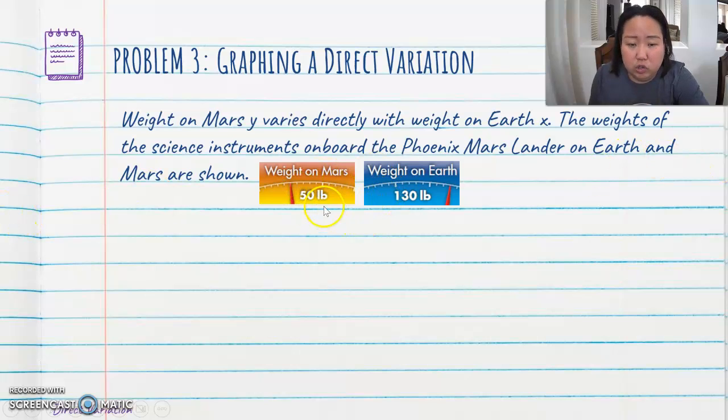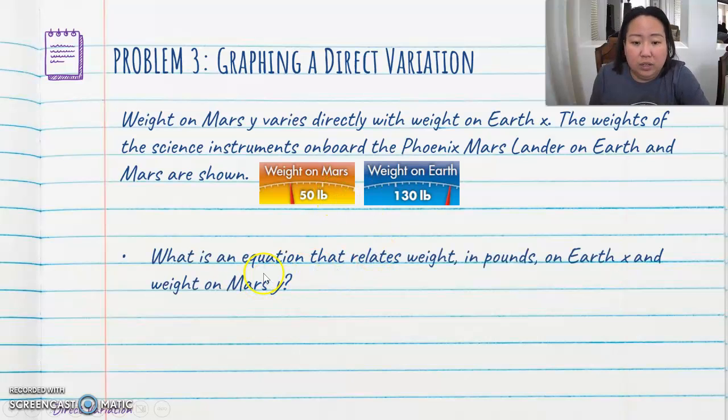So the science instruments, when they were weighed on Mars, weigh 50 pounds. But on Earth, their weight is actually 130 pounds. So you see that they weigh less on Mars. The question here is, what is an equation that relates the weight in pounds on Earth and the weight on Mars? We already know that y, the weight on Mars, varies directly.